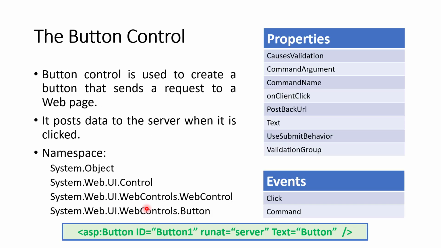Now we'll start with the first control, that is button control. Button control is used to create a button that sends a request to a web page. It posts the data to the server when it is clicked.